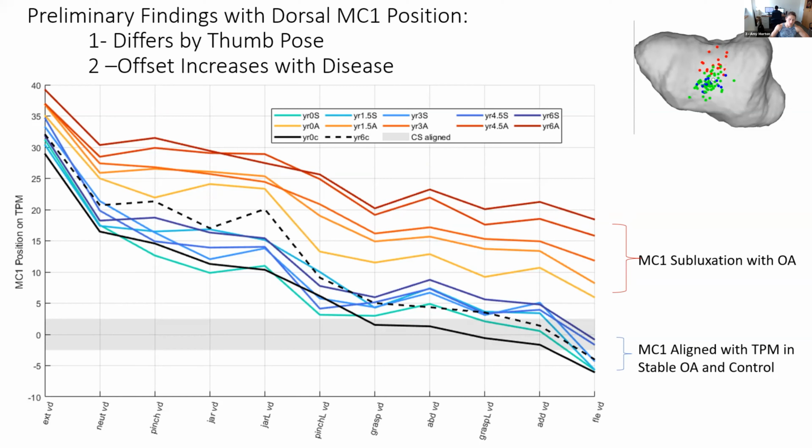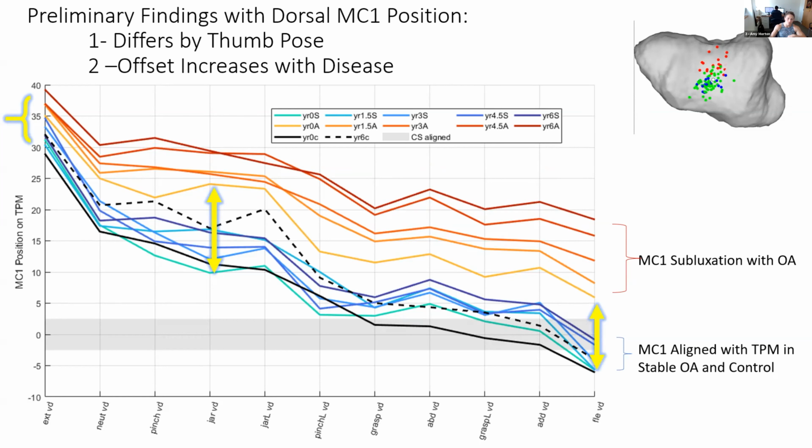This also shows us that there are positions where a magnitude of offset of the metacarpal and trapezium does not necessarily mean subluxation. Nominal values of controls and stable individuals had high magnitudes of offset, as did our individuals with advancing OA. But in other positions, the difference between stable or control and individuals with osteoarthritis or advancing osteoarthritis was much greater.